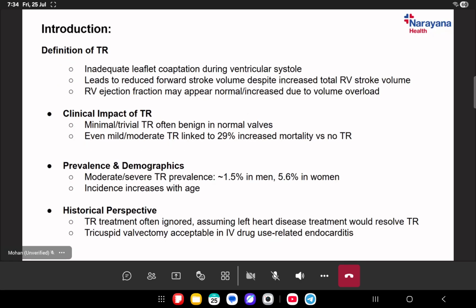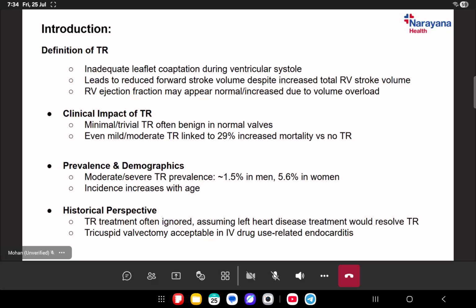Introduction. First of all, definition of TR. It's nothing but inadequate leaflet coaptation during ventricular systole, leading to LV, RV, RA regurgitation. It leads to reduced forward stroke volume despite increased total RV stroke volume. RV ejection fraction may appear normal or increased due to volume overload.